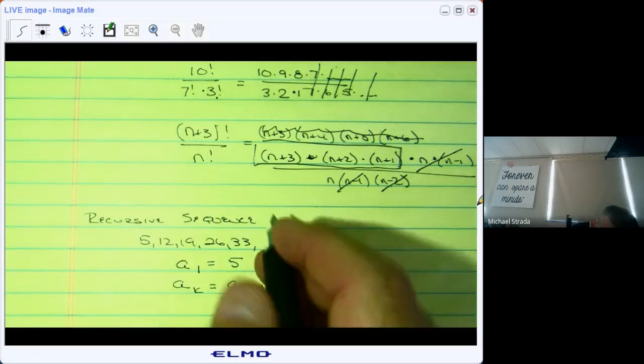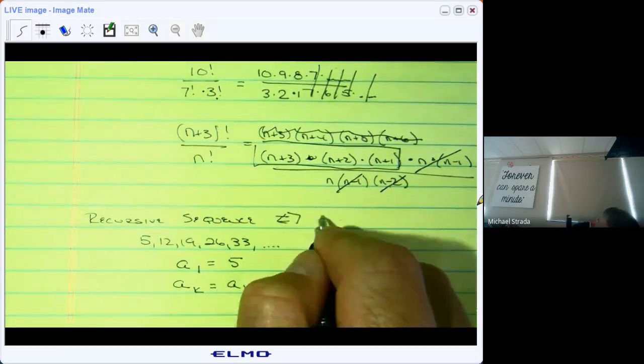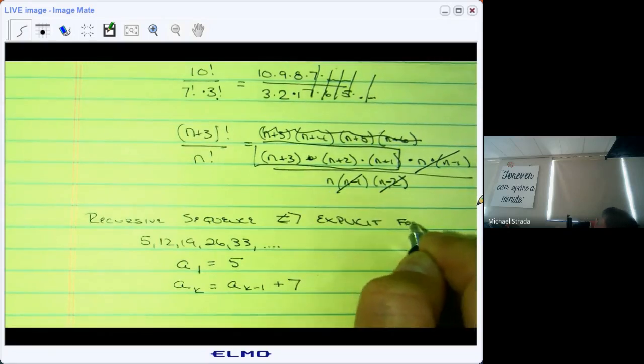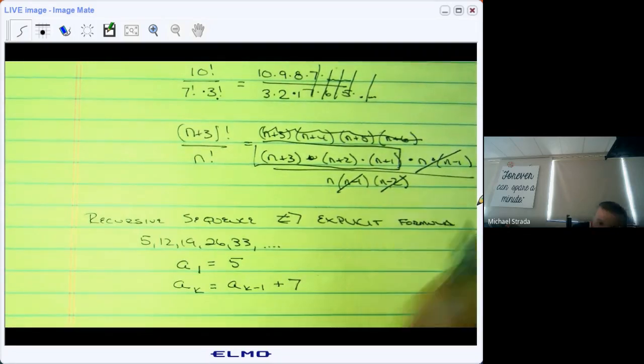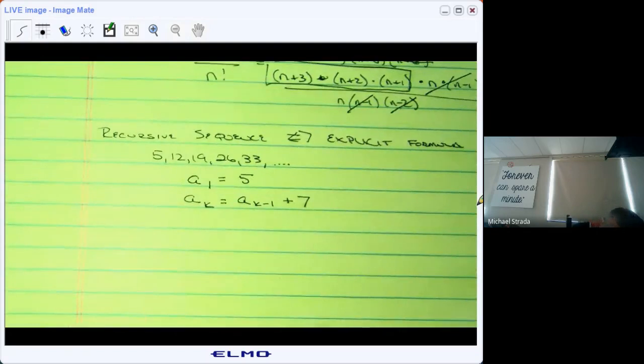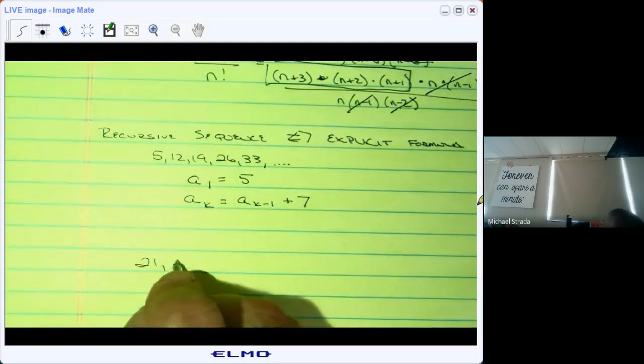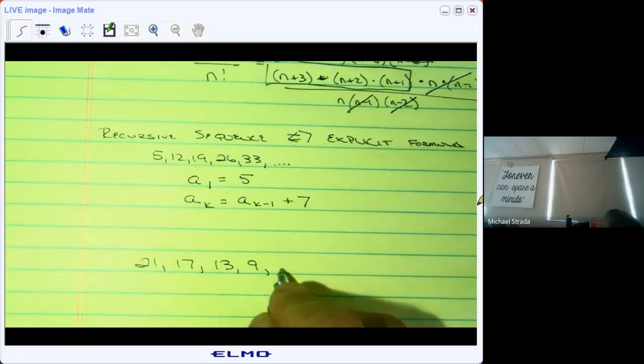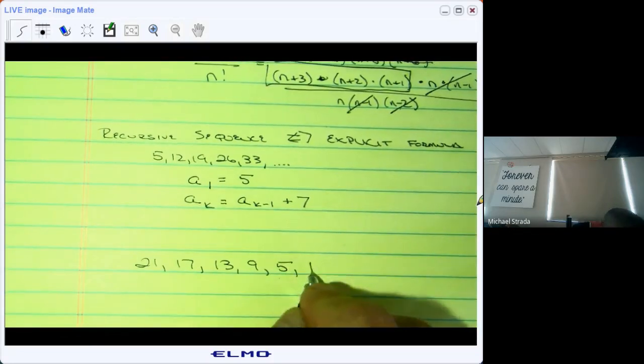Make sure you know the difference between recursive and explicit formula. What I mean by that is this: if we have 21, 17, 13, 9, 5, 1.